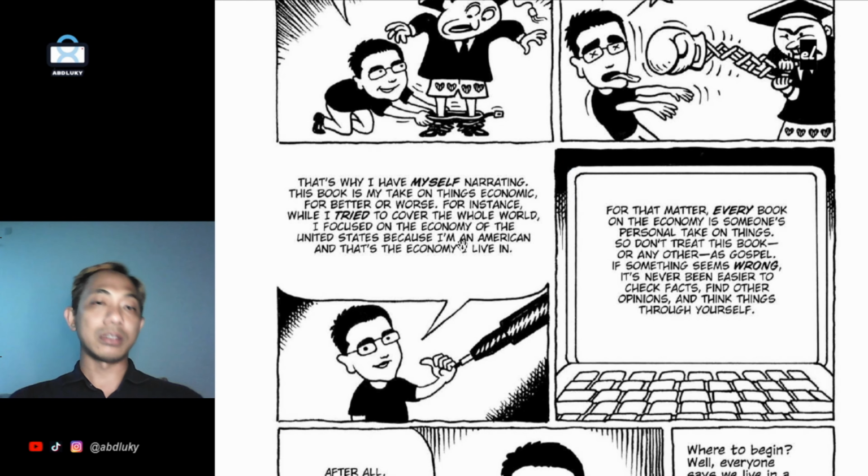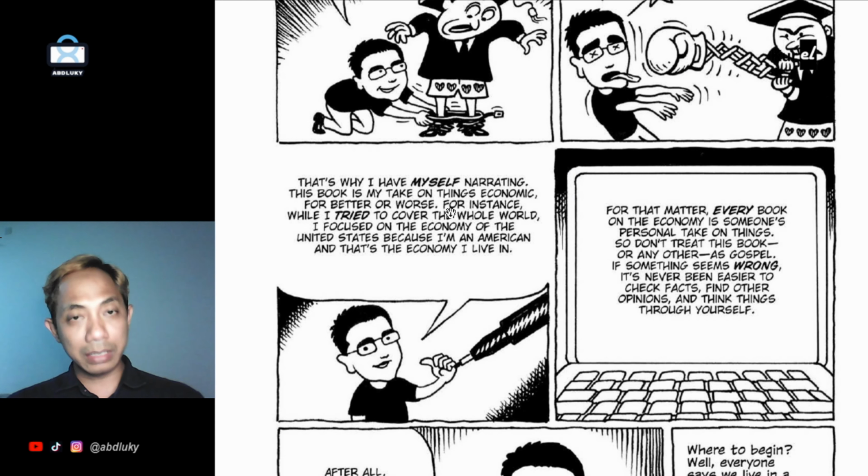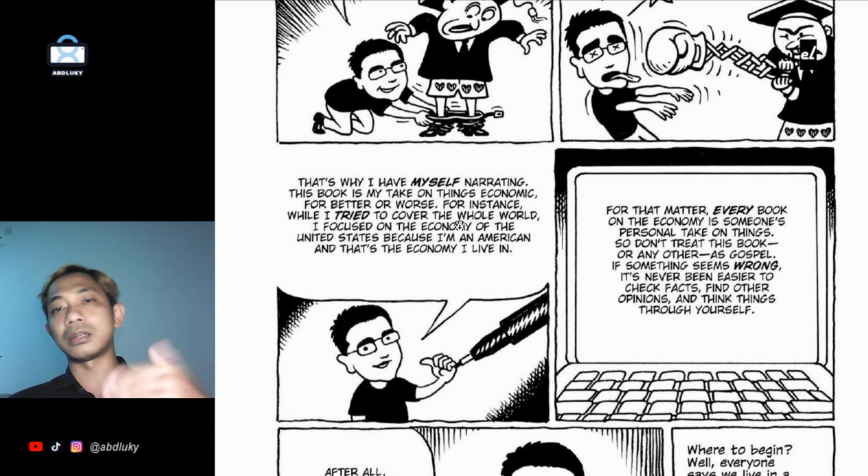That's why the writer is making a narrative. This book is his take on things economic, for better or worse. For instance, while he tried to cover the whole world, he focused on the economy of the United States because he is an American and it's the economy he lived in. But I can tell you that even though it was written in America, it is also similar to other countries.